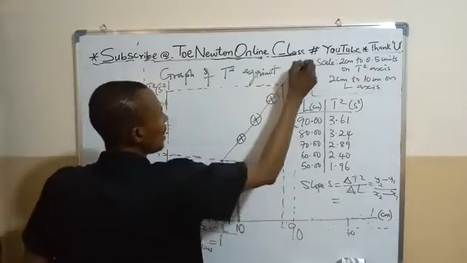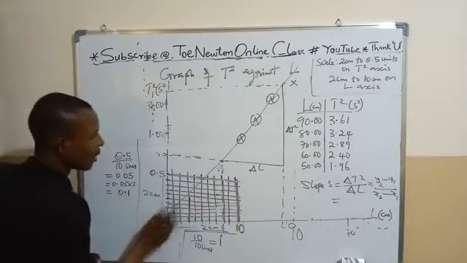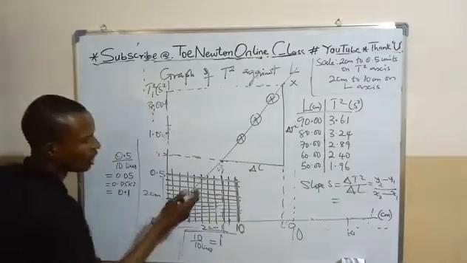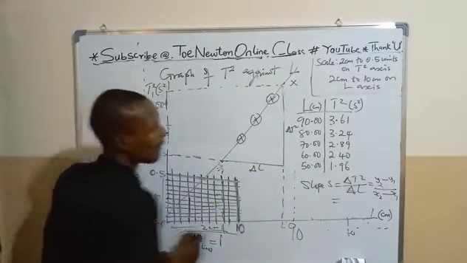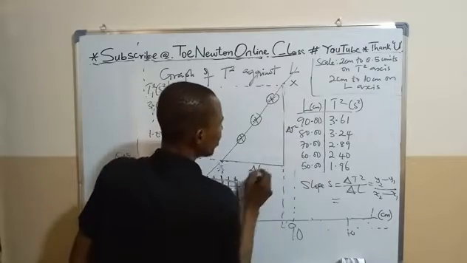Having these points now, you make a straight line with your ruler. The line may cut any point. It must not be through the origin. Then this is your slope. Triangle, choose a slope. Right angle triangle. Delta T square, delta L.